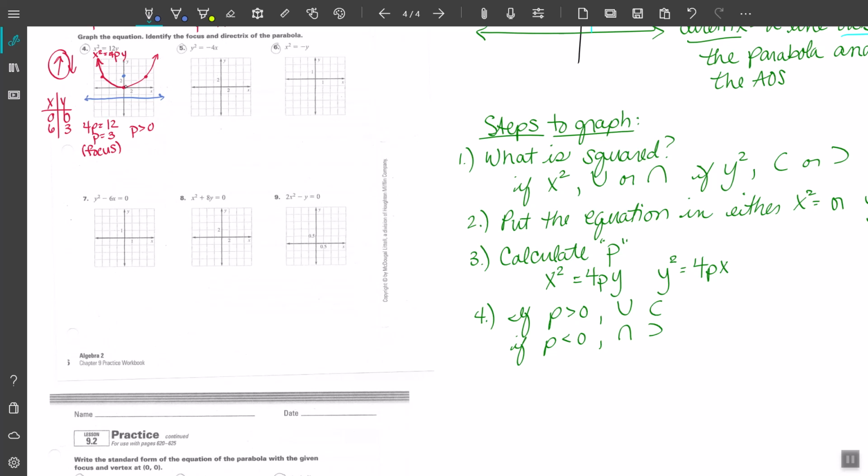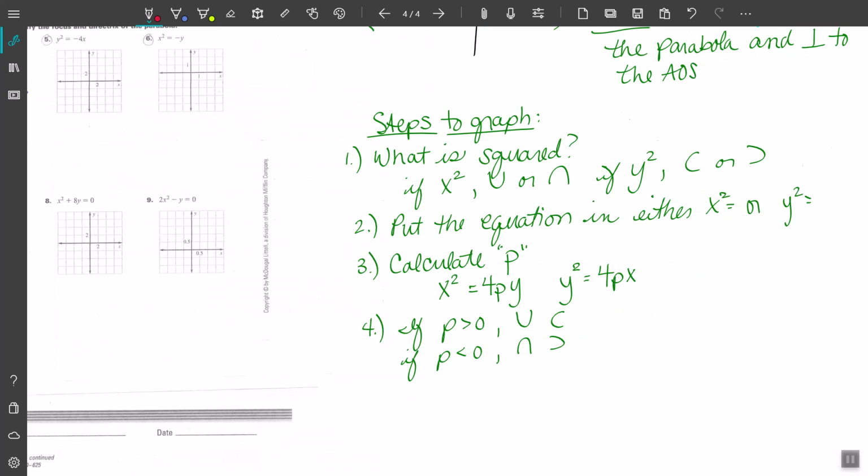Okay, so wherever the focus is, the directrix is going to be the same distance outside of the parabola, and it's going to run perpendicular to the axis of symmetry. All right, we'll do the same thing with number 5.